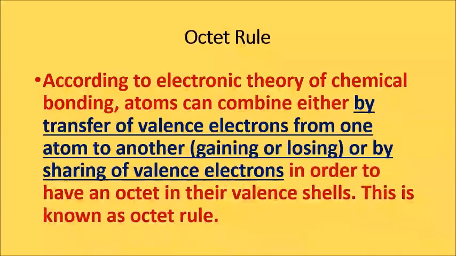The next topic is the octet rule. According to the electronic theory of chemical bonding, the atoms can combine in two different ways, either by the transfer of valence electrons from one atom to another, that we can say in terms of gain of electron or loss of electron, or by sharing of valence electrons. They do this to complete their octet in the valence shell, and this is said to be the octet rule.